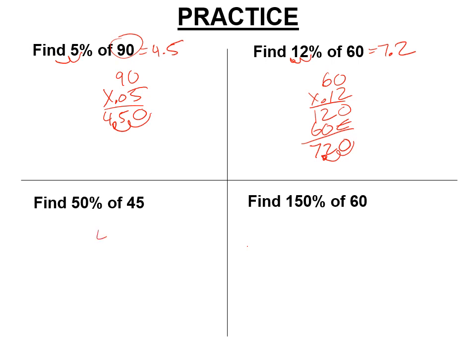50% of 45, so it's 45. It's an odd number, and we're finding half of it. So we're going to get a 0.5 in our answer, and we do, 22.5.